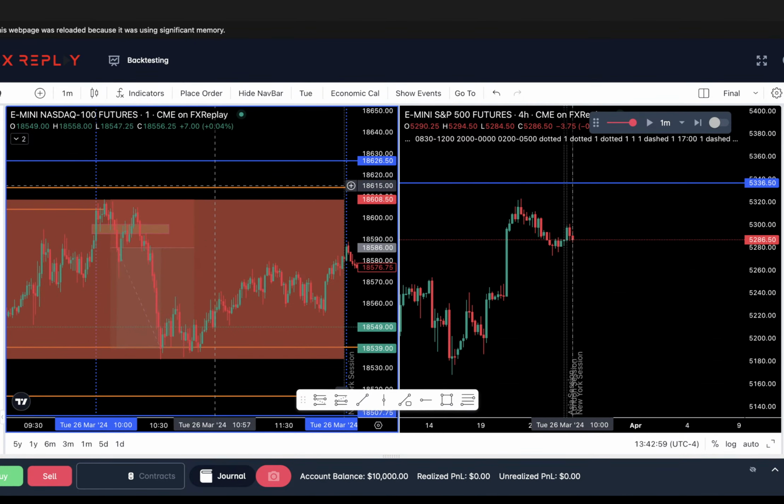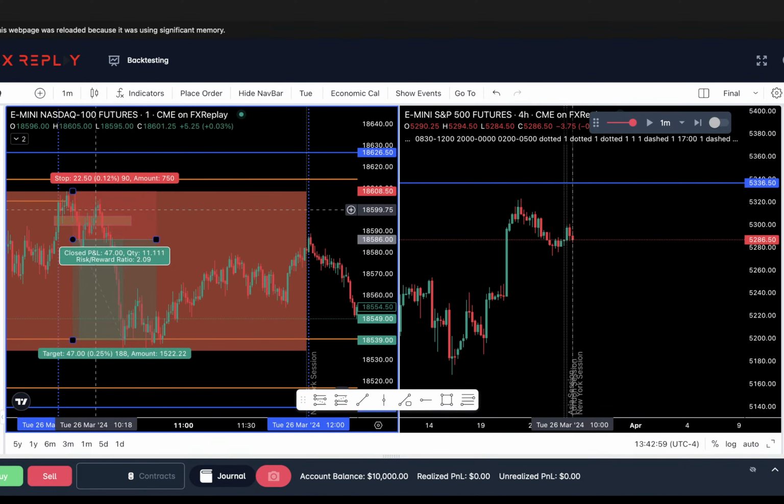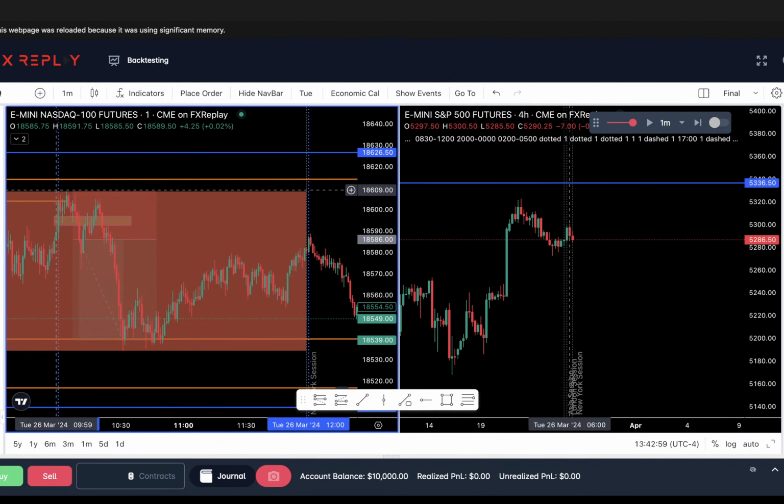10 a.m. reversal. At 10 a.m., just be ready to trade. Sometimes it happens as soon as 10 a.m. hits, you get a reversal. Sometimes it's 30 minutes into that 10 a.m. hour.